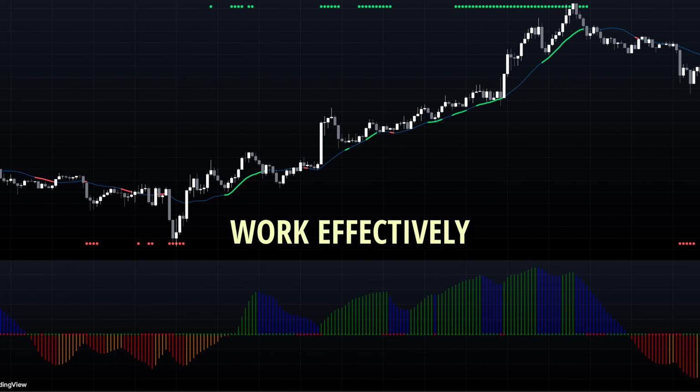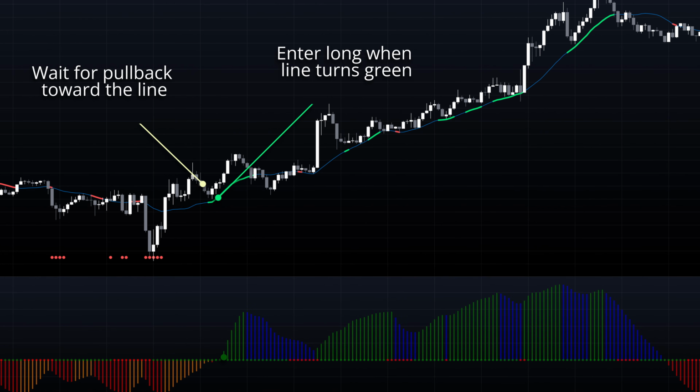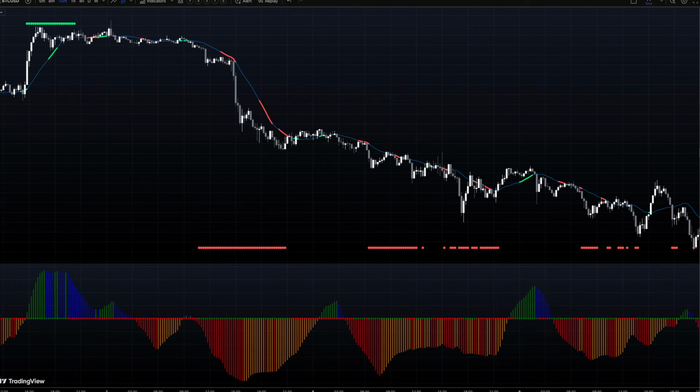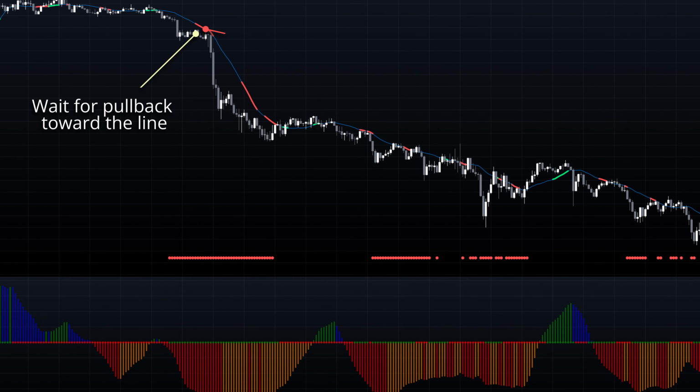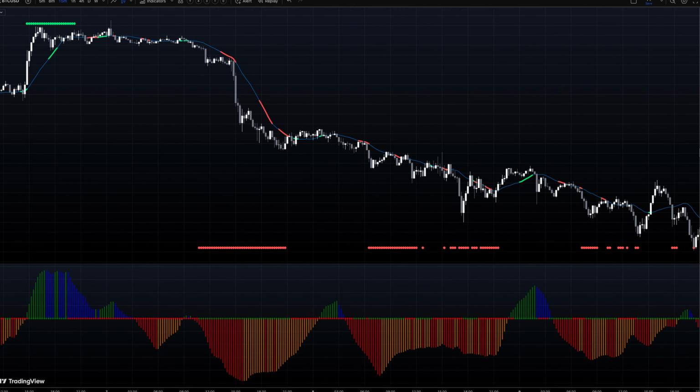Default parameters work effectively. When price is above the average momentum line, wait for a pullback and enter long when the line turns green, and the UCS indicator confirms bullish momentum. For shorts, enter when price is below the average momentum line, the line turns red, and the UCS indicator confirms bearish conditions on candle close.